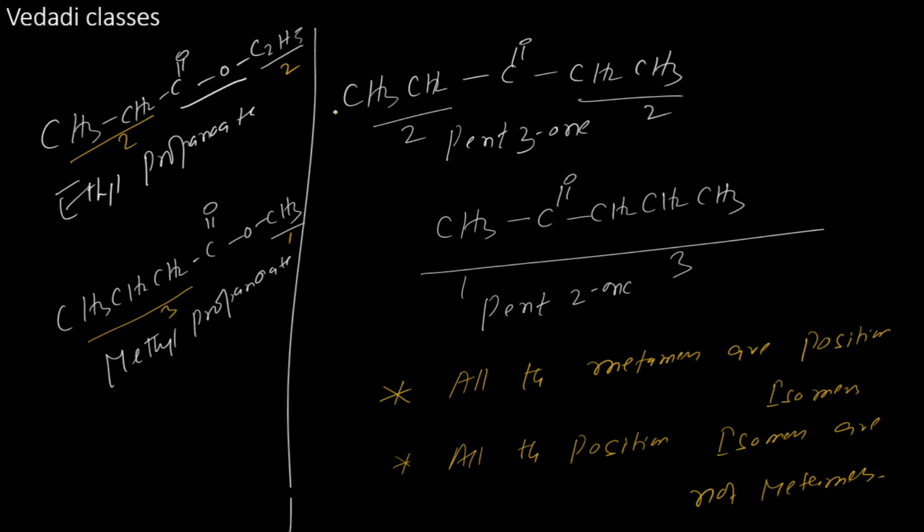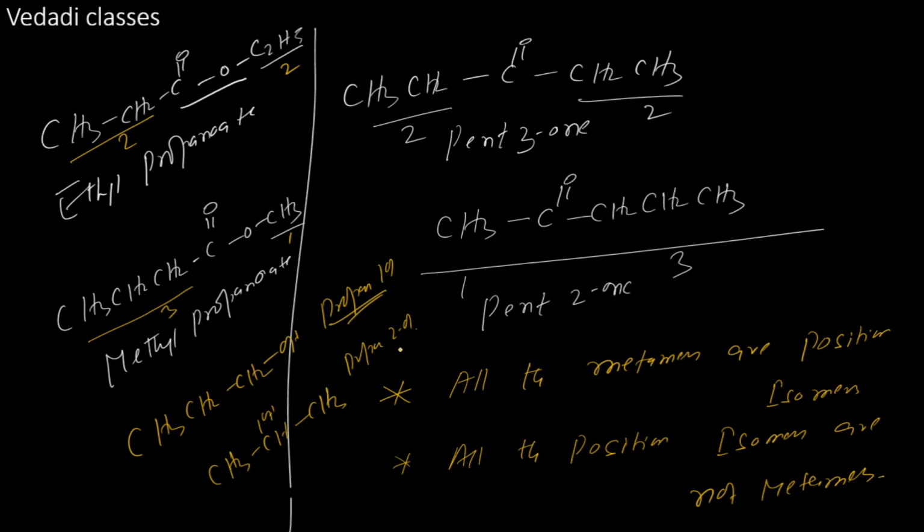This also looks like position isomerism, 3-one, 2-one, like this one. But if you take the example of CH3, CH2, CH2OH and CH3, CHOH, CH3, this is propan-1-ol and this is propan-2-ol. It is position isomerism, but this is not metamerism. So you should keep this in mind. Now let's move to the next one.